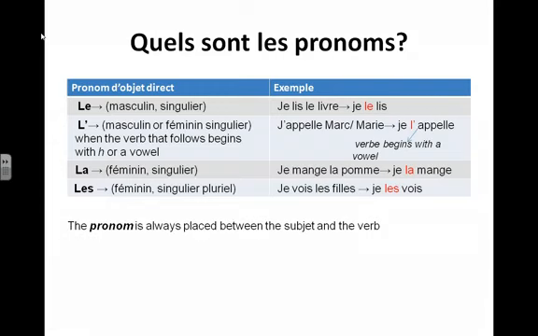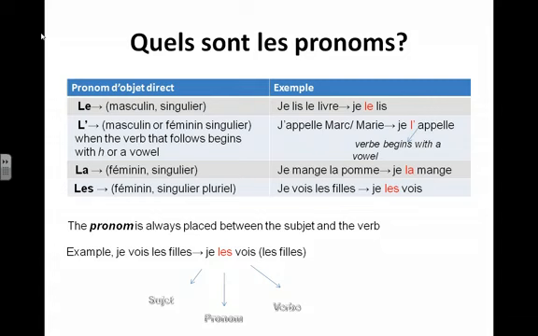As you can tell, the pronoun is always placed between the subject and the verb. Let's see more specifically. Je vois les filles. Je, it's the sujet, which means subject. Les, it's a pronoun. Vois, it's the verb. And les is substituting les filles. We all understood that at this point. So see that the pronoun, the one in red, always goes between the sujet and le verbe.